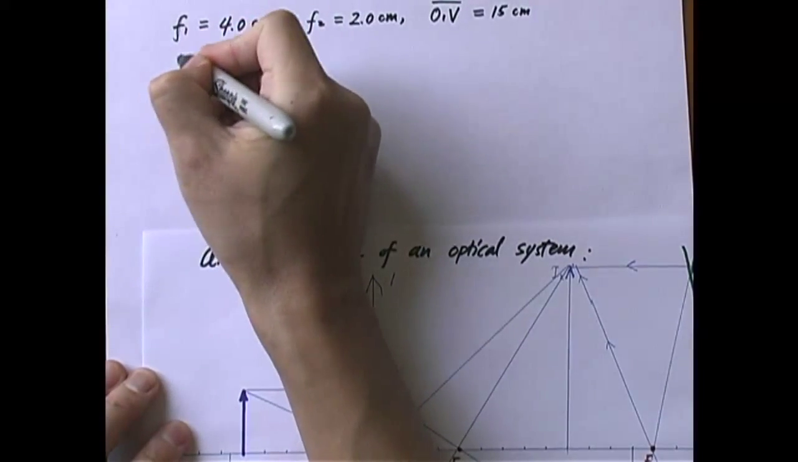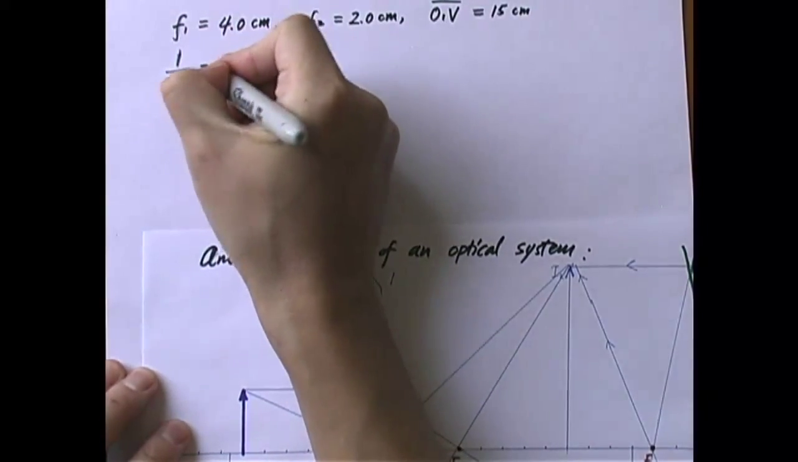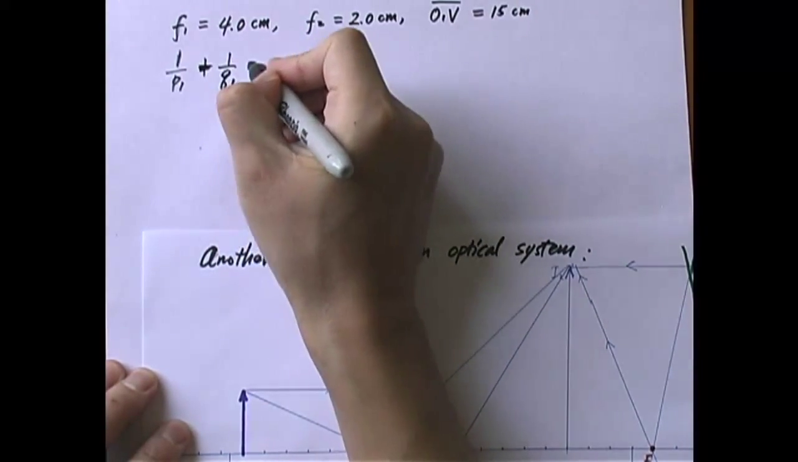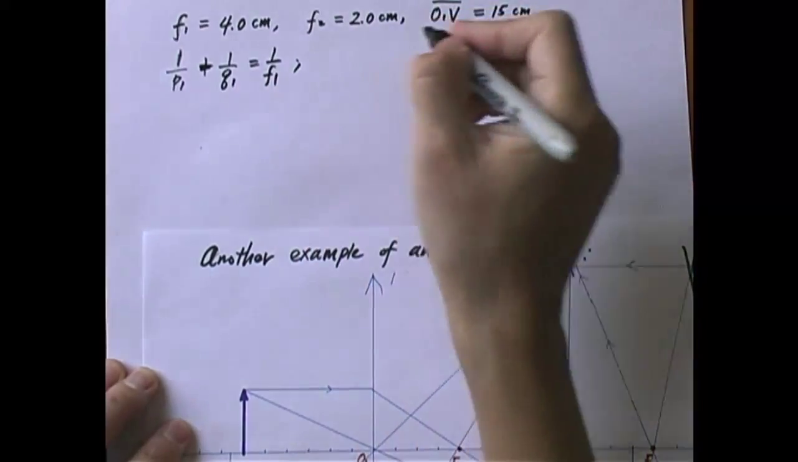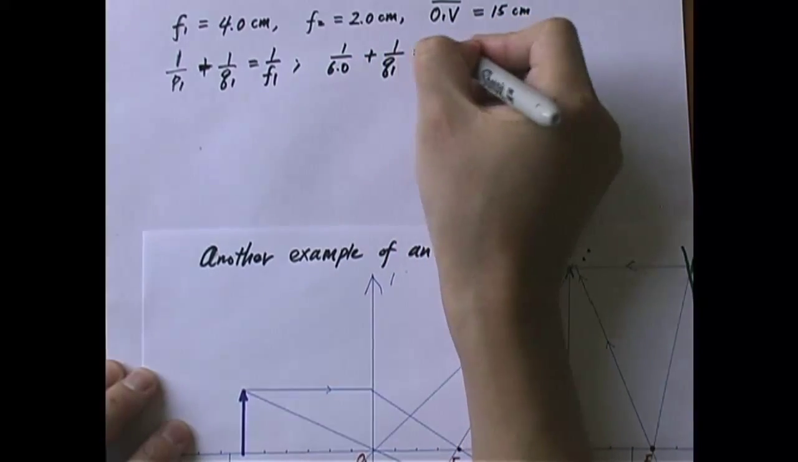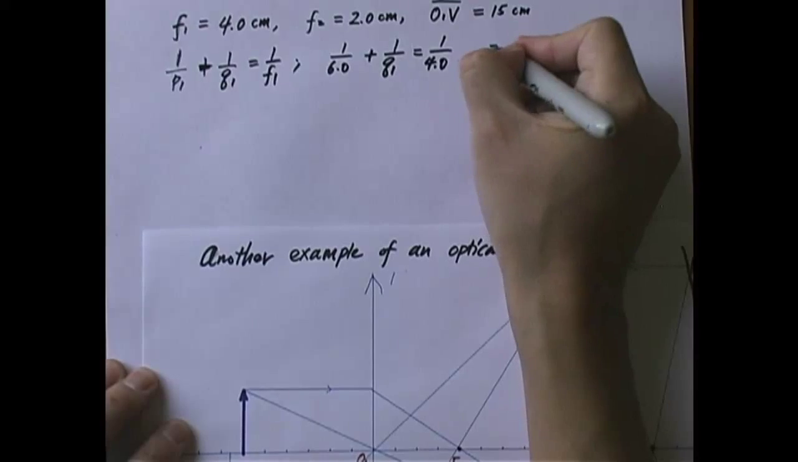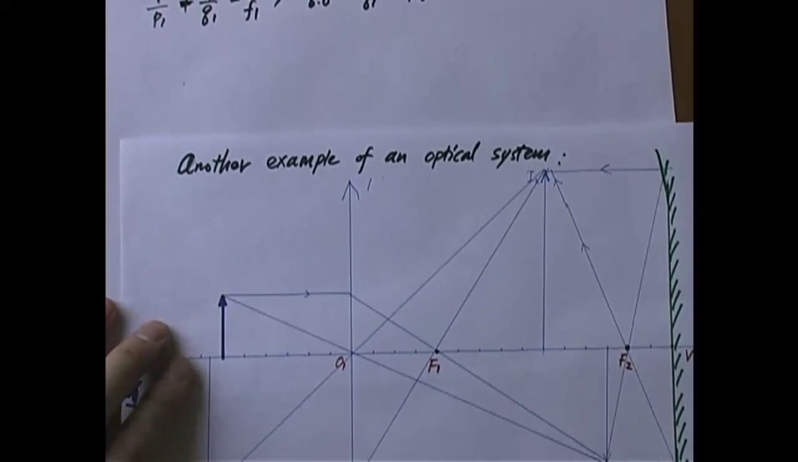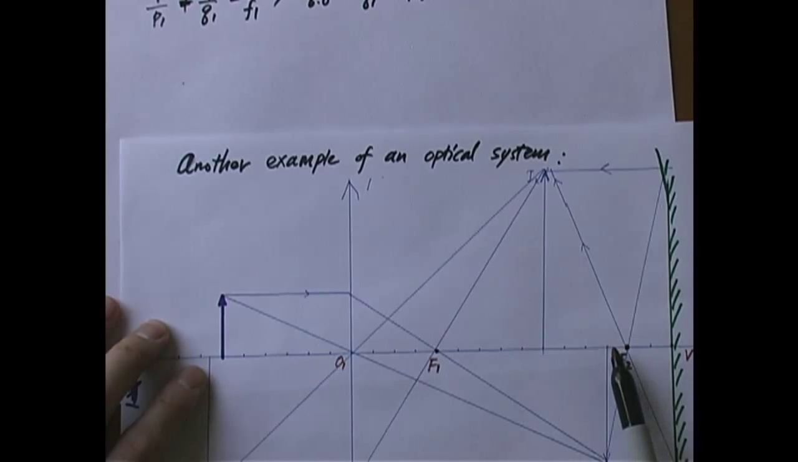So you have 1 over P1 plus 1 over Q1 equals 1 over F1. In other words, 1 over 6 plus 1 over Q1 equals 1 over 4. And that tells you that Q1 is 12 centimeters. Now, the distance between O1 and V, between the lens and the mirror, I made it 15 centimeters. But Q1 is already 12 centimeters from here to there. That means that leaves 3 centimeters between I1 and the vertex.